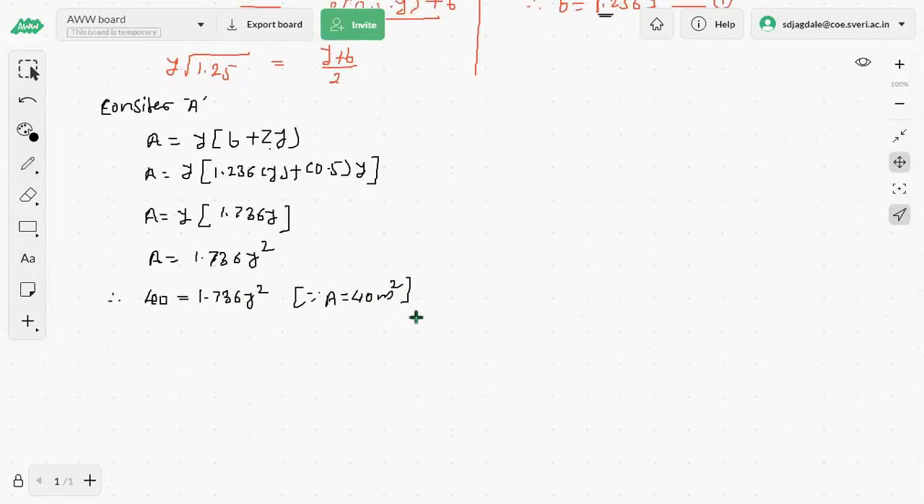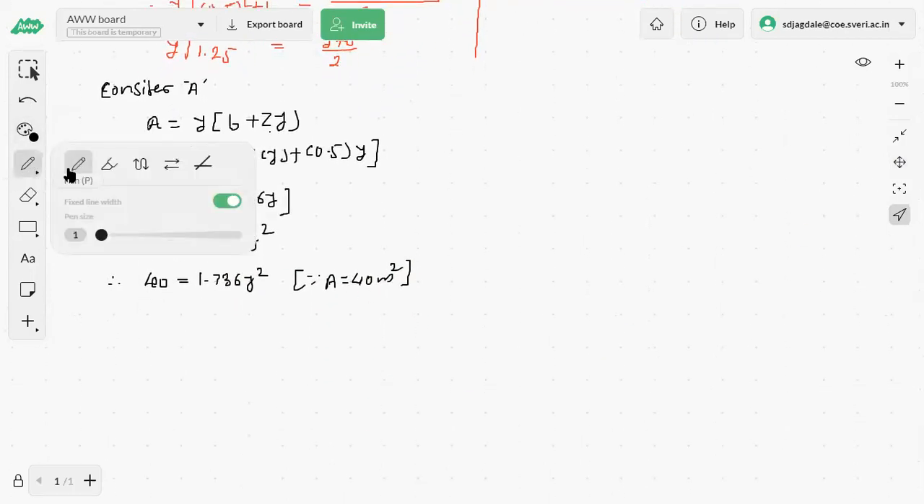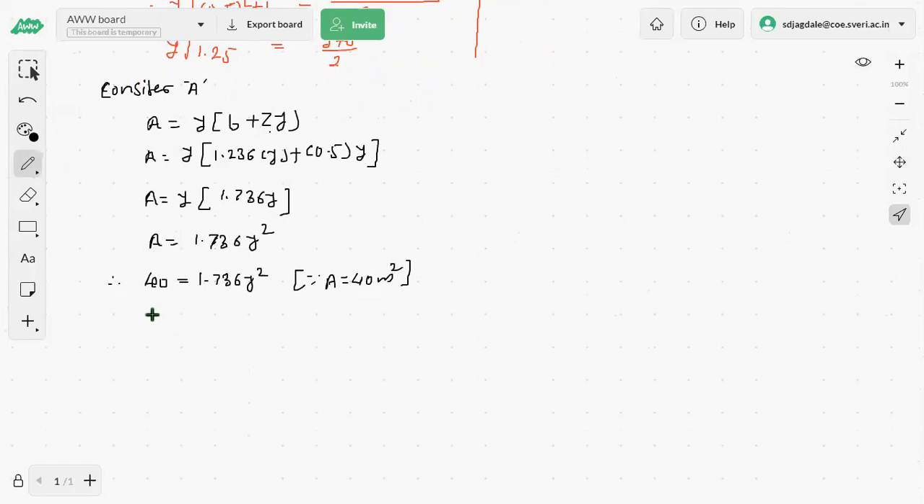Okay. Now go for the multiplication and division. That is, 40 divided by 1.736 is equal to y square. Therefore, y is equal to 4.8. Is it exactly 4.8? Yes, sir. Okay.